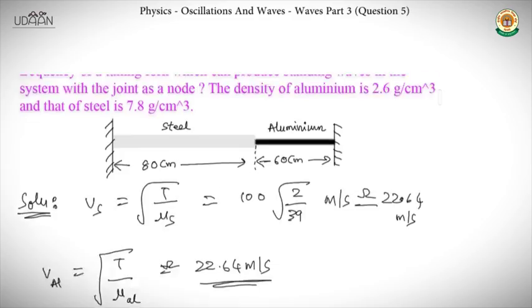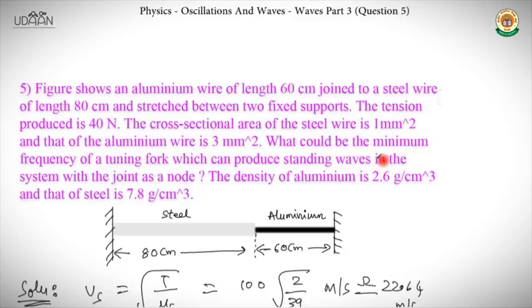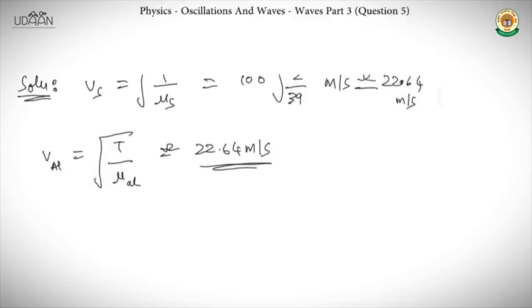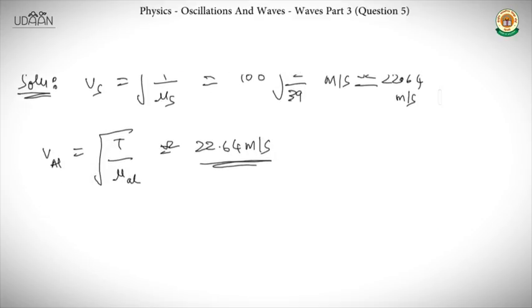In the question there is one very important word which has to be noted: what could be the minimum frequency. So for the minimum frequency, we get a condition on the harmonic of the standing wave. For a given velocity and minimum frequency, the wavelength has to be maximum. It is given that the lengths of the strings are 80 centimeters and 60 centimeters. So for maximum wavelength, the distance between two consecutive antinodes has to be the highest common factor of both the lengths.